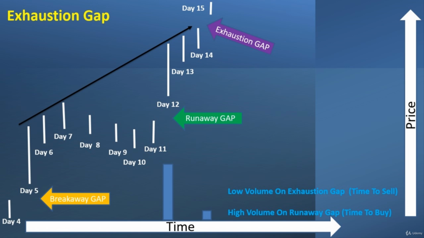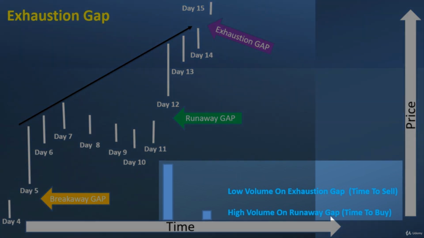So you think about your volume, how many people are actually trading things. If we look at the bottom of this here, you can see on day 12 where we had that real high spike in volume. That means a lot of people wanted to get in on the security on day 12, and they drove that price up, and then it continues from there.